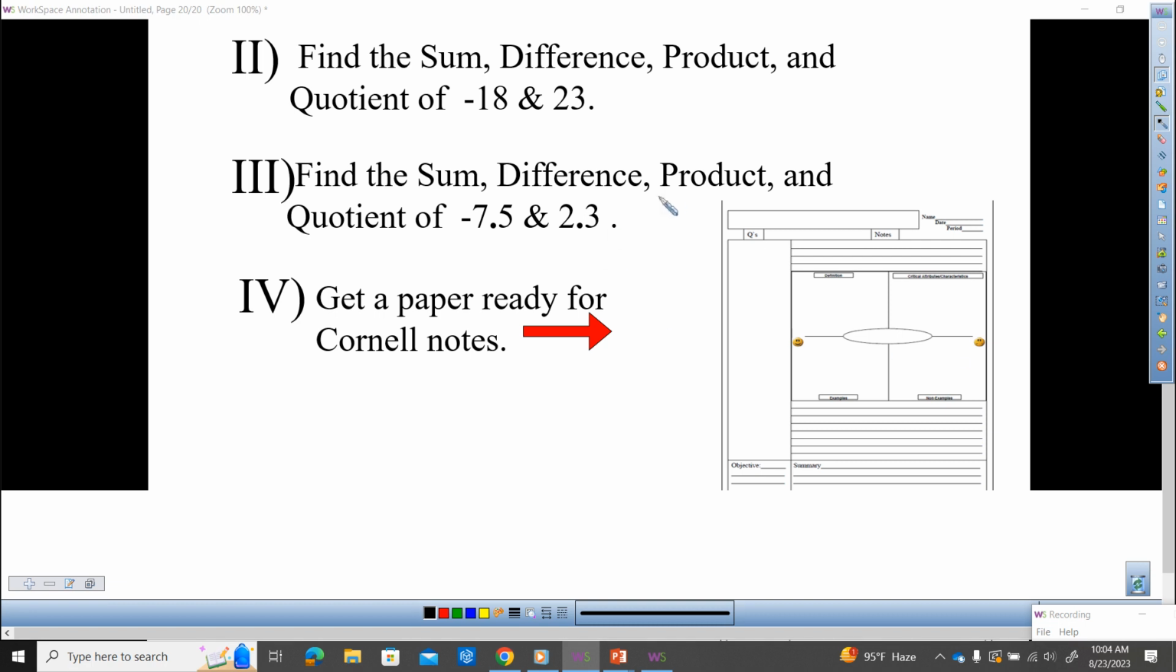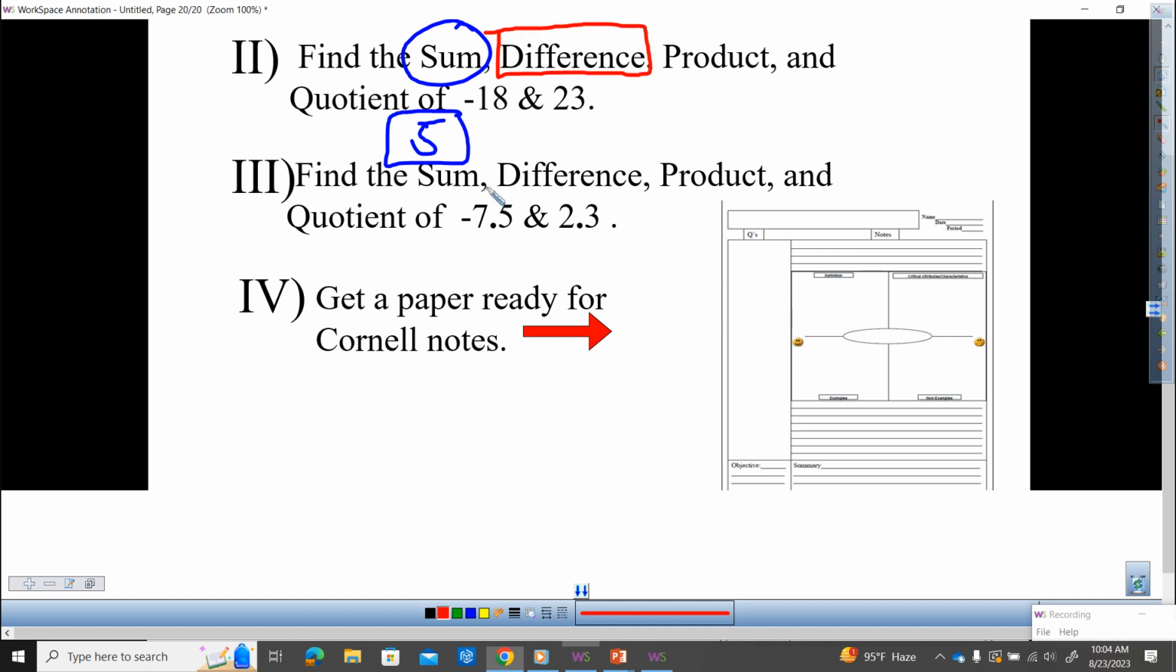Get this show on the road. So for number 2, I'm going to use blue for the sum. Danny, get us started. What is the sum for number 2, negative 18 and 23? 5. Hands if you got that. That is correct.